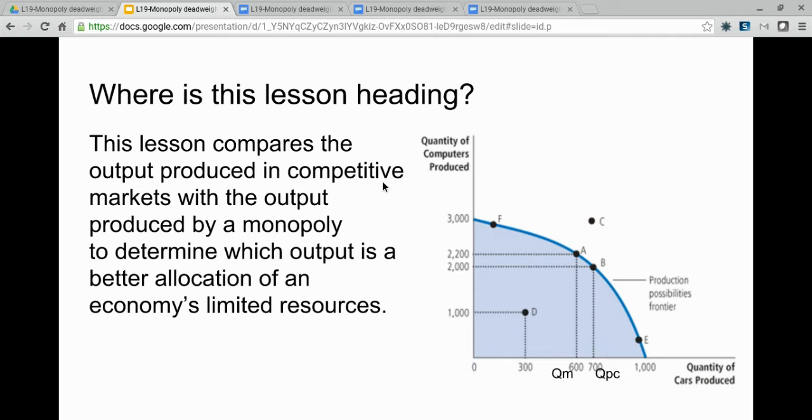Let's use a production possibility frontier to illustrate. Let point B represent the outputs in the computer and car markets when both industries are competitive. If the car market becomes a monopoly, the output in the car market will decrease and the economy will move from point B to point A. The analysis reveals that economic efficiency is higher at point B than it is at point A.